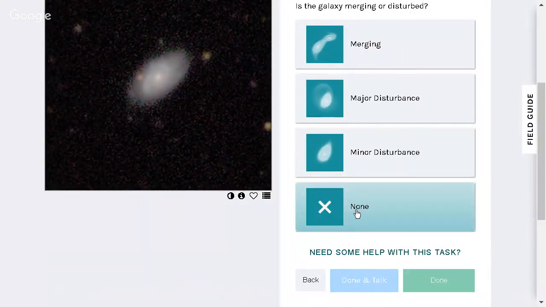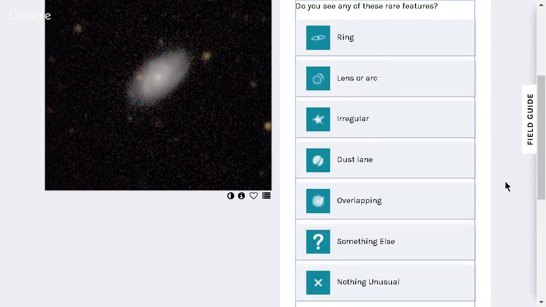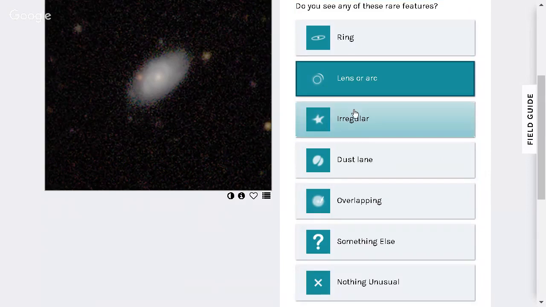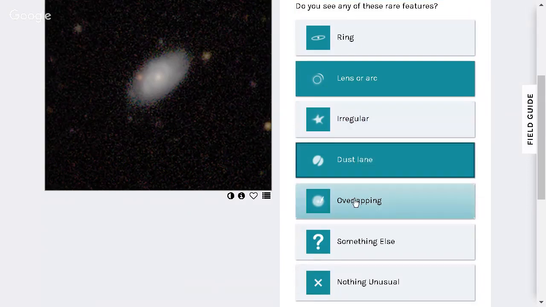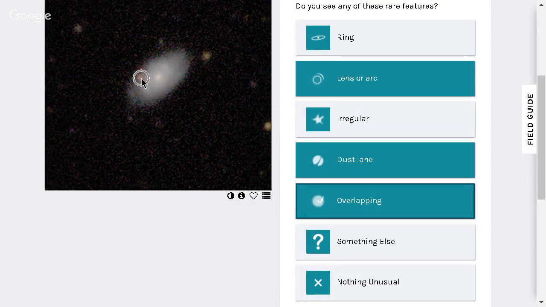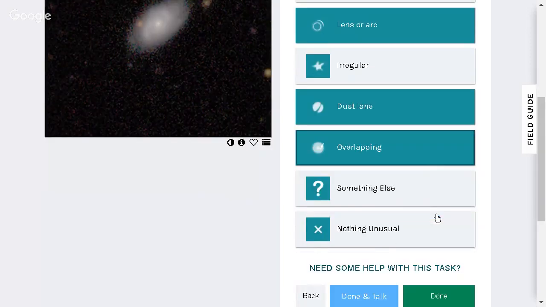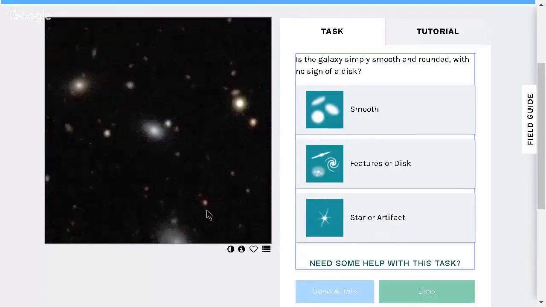Is it merging or disturbed? I don't think so. Is there any rare features? Well, I'm going to say we see a lens or arc. We see dust lanes. We see overlap from this probably in the background galaxy as it looks redshifted. And that's about it. That's how you classify a galaxy.